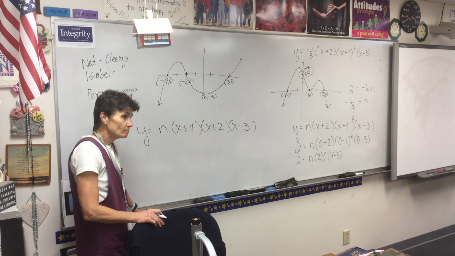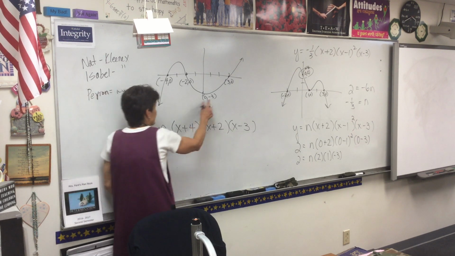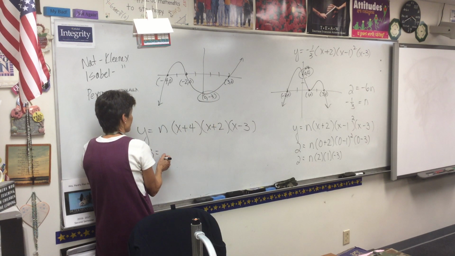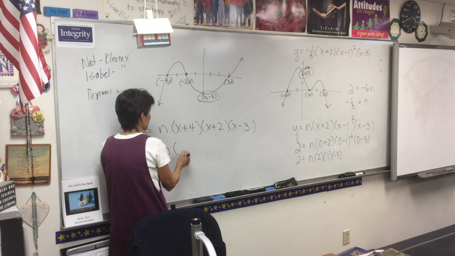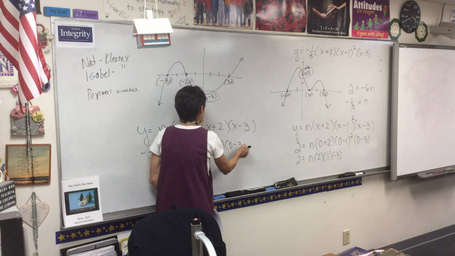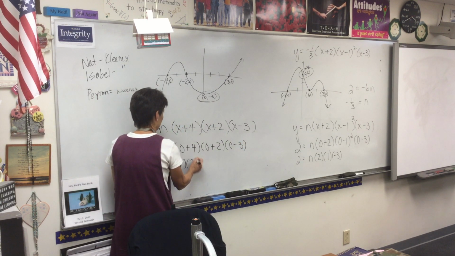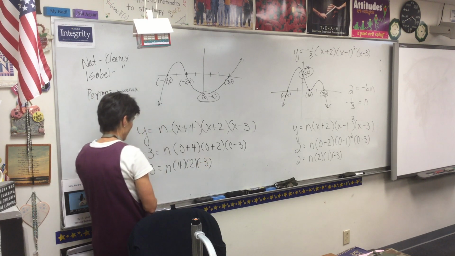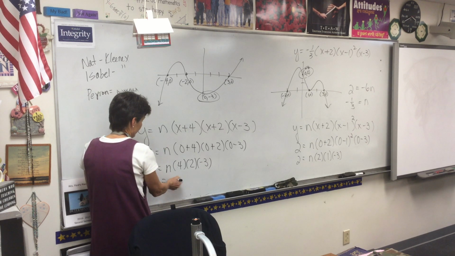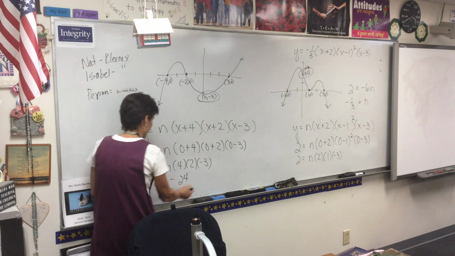So what do we do? Plug in what? And the y and x I'm going to use are right here. So -3 equals n times 0 plus 4, 0 plus 2, 0 minus 3. What is that? -24. So n equals 1/8.